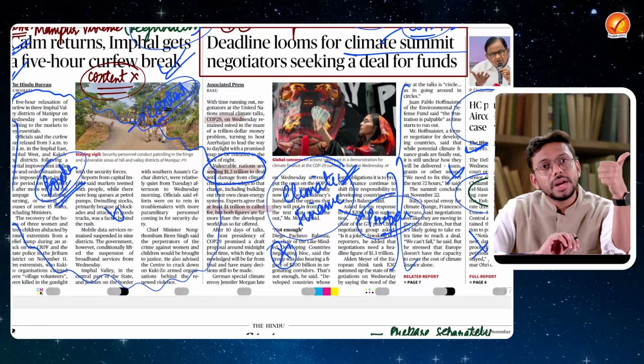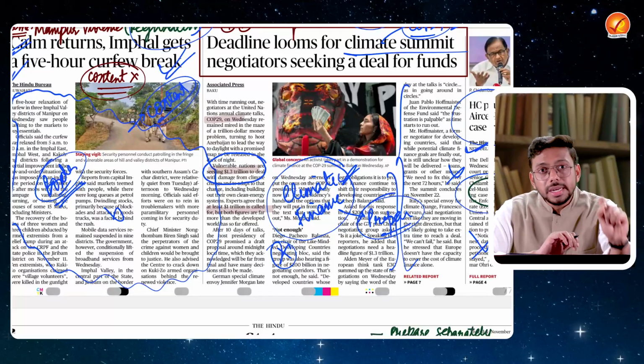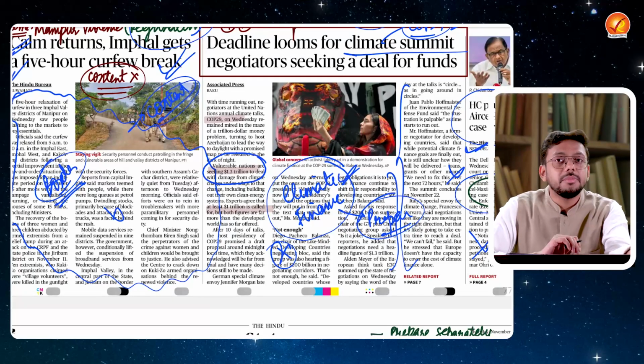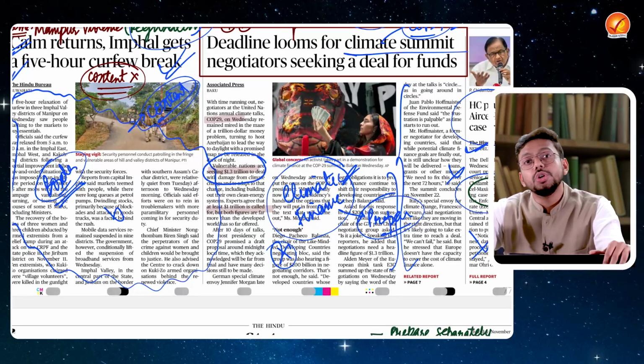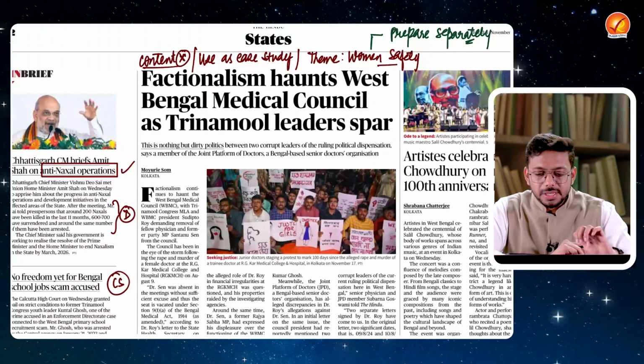So you get the theme. You get the topic. You get some arguments. You get some data. It is not complete, but it is important because you get the trend as to what can be asked. Now preparation has to go beyond newspaper. Understood? Let's take a few more examples.